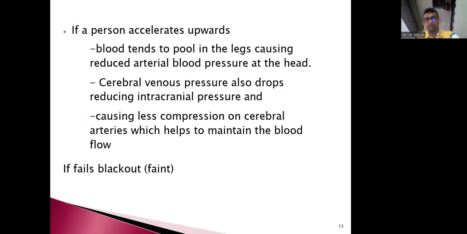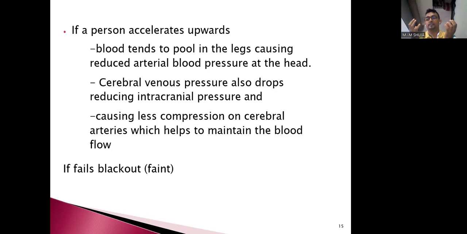If a person accelerates upwards, like when you are taking off in an aeroplane or going upward too fast in a merry-go-round or something, blood tends to pool in the legs due to gravity. So it reduces the arterial blood pressure at the head. When the arterial blood pressure is reduced, the central venous pressure also reduces.